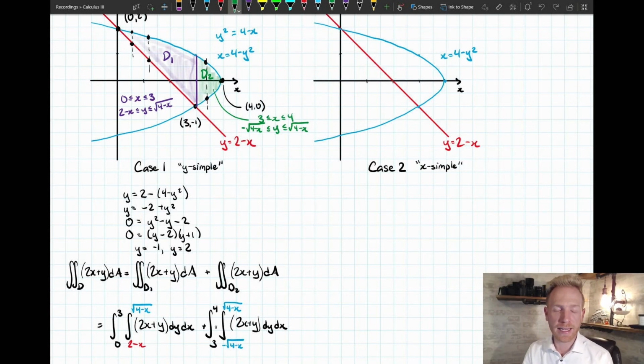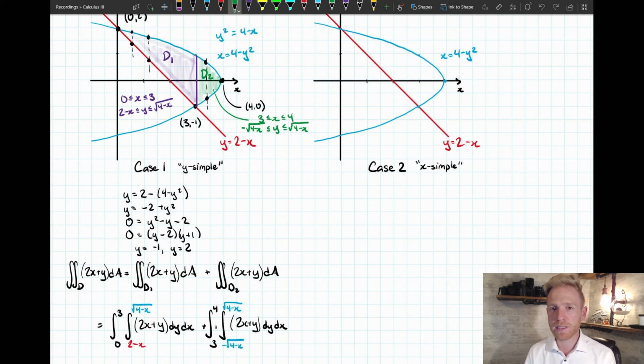Now, as you might have already guessed, trying to set this region up as y simple is probably not the best way to go. The only way to do it is to split the region up into two separate regions that are y simple. That already sounds like a lot more work. Not only that, these separate regions don't have the greatest boundaries. If the boundaries are roots of polynomials, for instance, then we're going to be trying to look at the next iterated integral, the x component, and that definite integral is going to involve all kinds of potential substitutions, which may or may not be that easy.